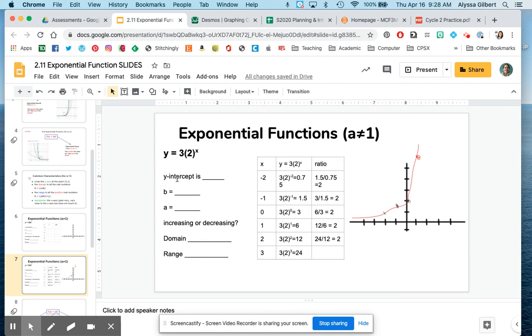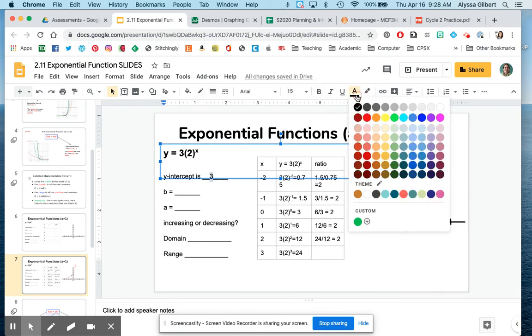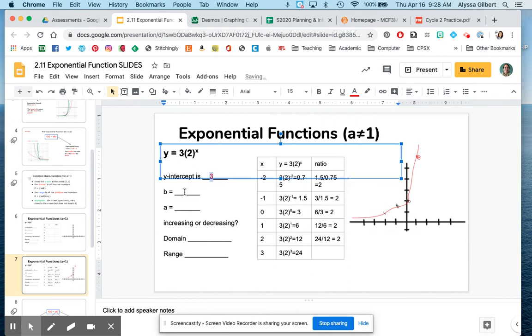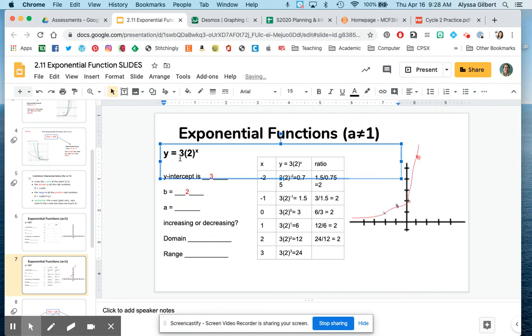Okay, so if we look at our y-intercept, our y-intercept is where it goes through the y-axis, which was 3. Oops, I put 2, didn't I? Okay, anyway, it's 3. I'm going to put in a nicer graph. How about that? So our y-intercept is 3, and I'm going to change this to red so you can see it. Our b is 2. You get that right out of the equation. Our a is 3.